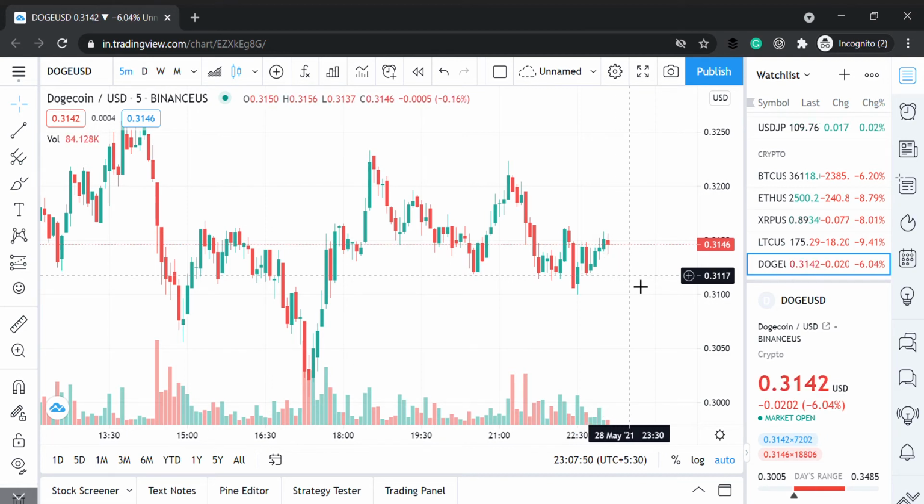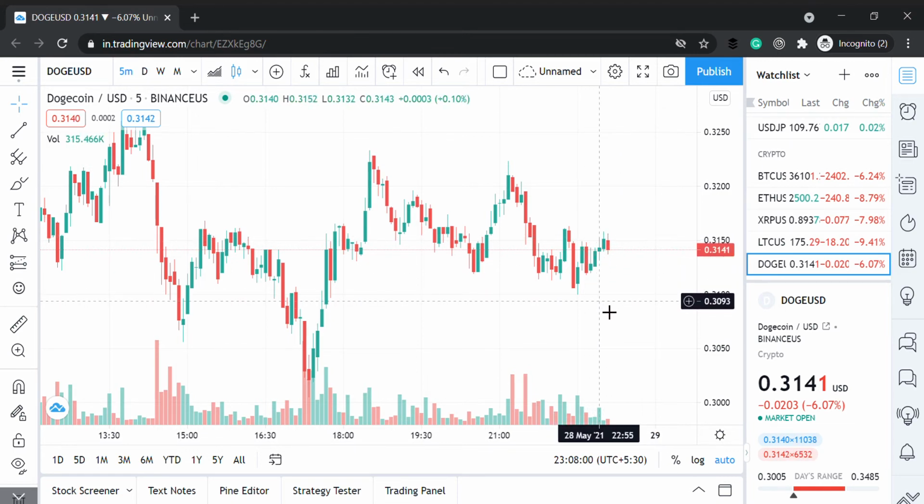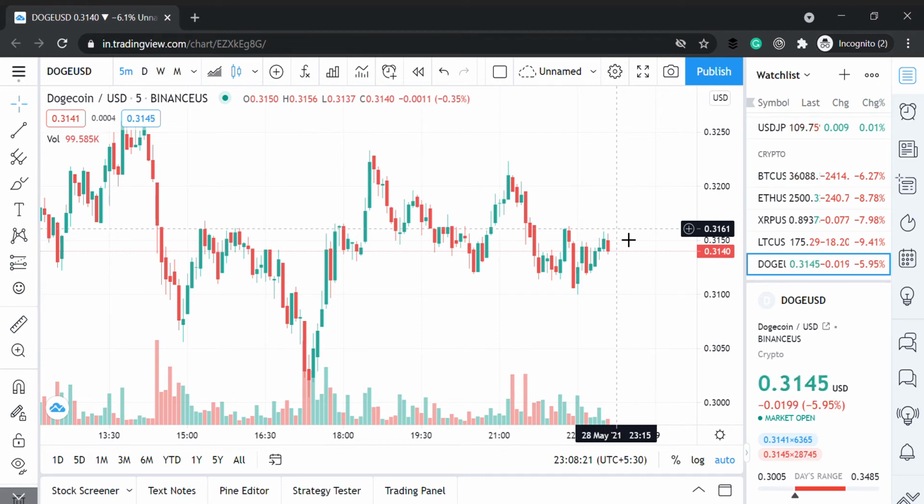Yes, the volumes are increasing here now. So that means people are now selling at this particular level. They have sensed it. They have already got 0.0312, 0.150, almost like 0.005 US dollars of profit. So they are selling their coins and they are booking their profits. So this is one thing that I wanted to show.